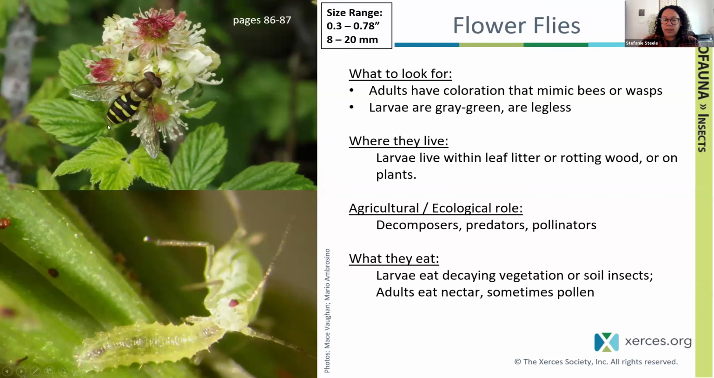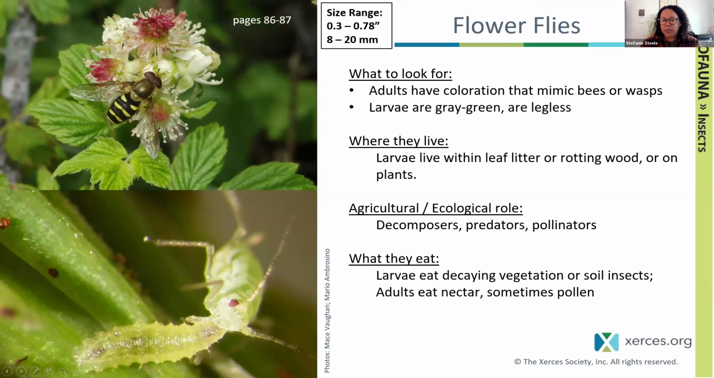Adults, like in this top photo, are generally drinking nectar. They're visiting flowers to drink nectar. And so through these actions, they are a very important non-bee pollinator to crops and other flowers.